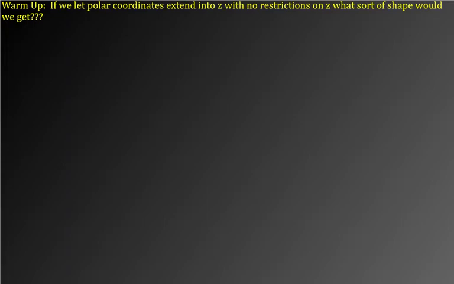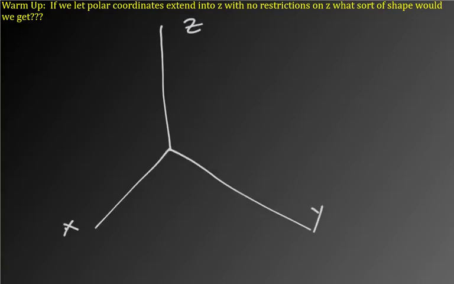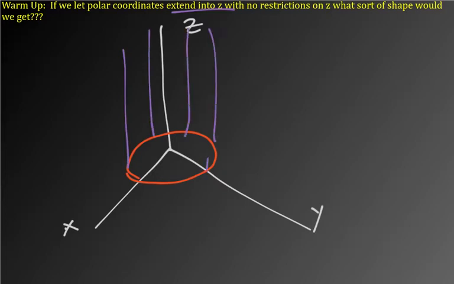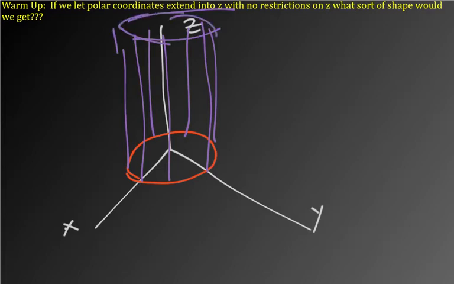So to motivate that idea, just think about this question. If we let polar coordinates extend up into z with no restrictions, what shape would we get? So we've got x, y, z, and we've got polar, which gives us a circle down here. It's probably not that hard to see that if we just let this extend into z everywhere, with no restrictions, we would just get a cylinder, right?